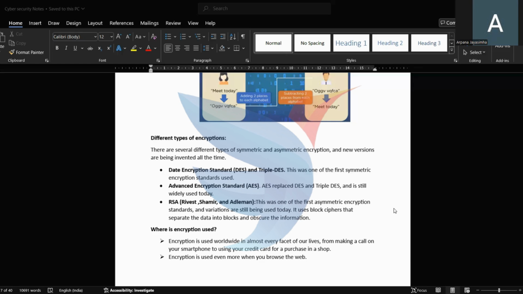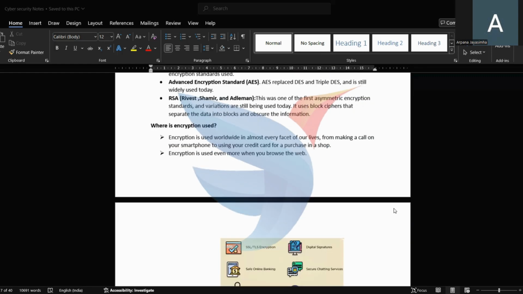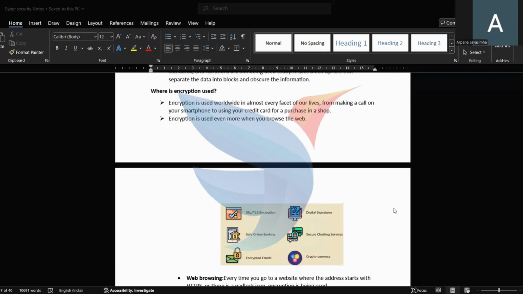So now let's see where encryption is used. Encryption is used worldwide in almost every facet of our lives, from making a call on your smartphone to using your credit card for a purchase in a shop. Encryption is also used when you browse the web.